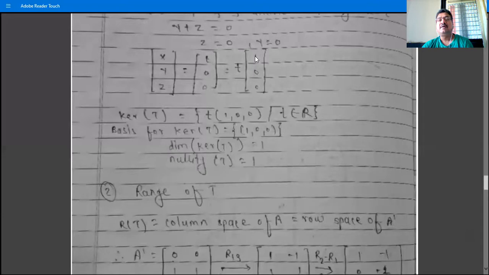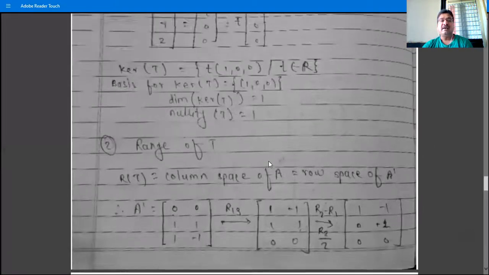That is, t times (1, 0, 0), and therefore the kernel of T is, in curly brackets, write t(1, 0, 0) such that t belongs to R. This is actually the solution space of the system, or the null space of the matrix A. The basis of the kernel of T contains only one element, (1, 0, 0), and therefore the dimension of the kernel of T is 1 and the nullity of T is 1.